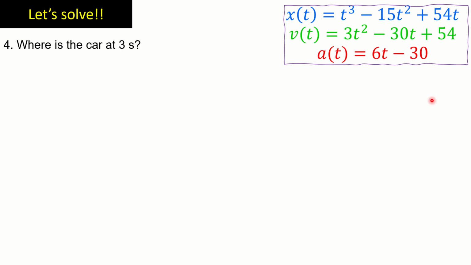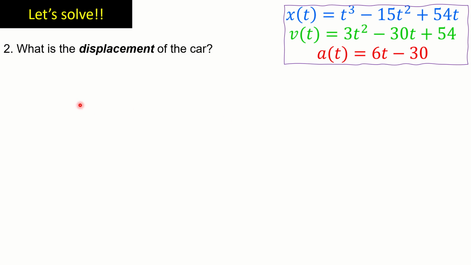So, as you can see on the upper right of the screen, you can see the 3 functions, blue, green, and then red, so that it is easier for us to determine them. The first question is, where is the car? This is the first question. What is the displacement of the car? So, let's first discuss the displacement of the car.